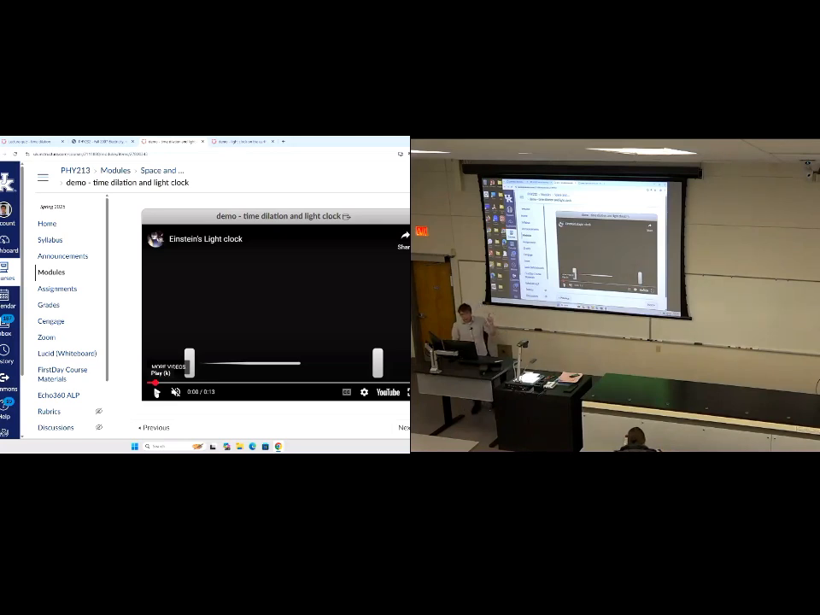And then what are we going to do? We're going to move the light clock. I'm going to move it vertically upwards. And as it moves upwards, you're going to see the ticks slow down. The ticks slow down because whether the light clock is not moving or whether it is moving vertically, the speed of light is always constant.